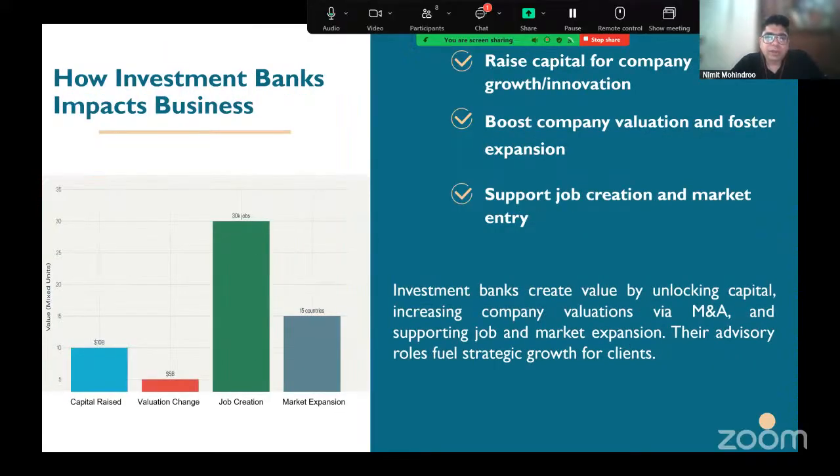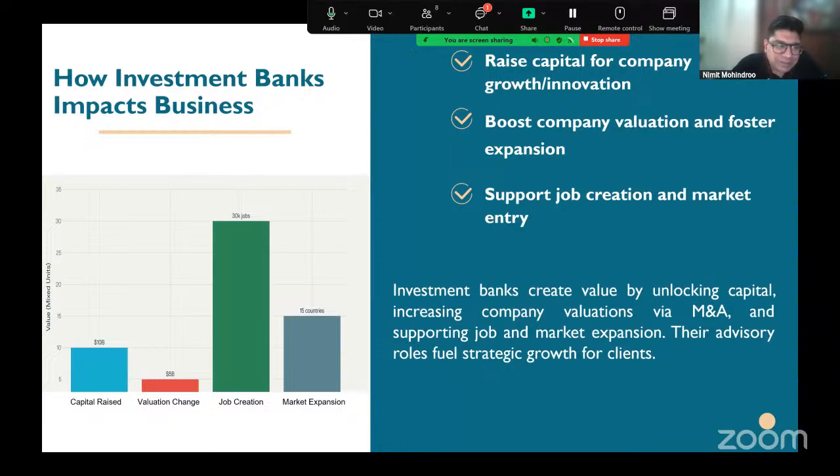Now, how do investment banks impact businesses? As we have already run through, it raises capital for company growth and innovation, boosts company valuation and fosters expansion, and supports job creation and market entry. Here in the chart, you can see how investment banks have impacted businesses. Capital raising is one of the functions. You can see that $10 billion is the capital raised. I'm sure it would be higher than this. It sounds less to me, actually.